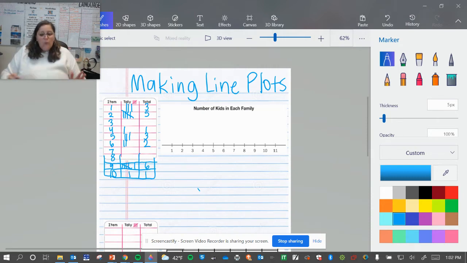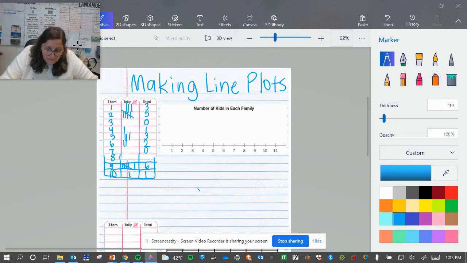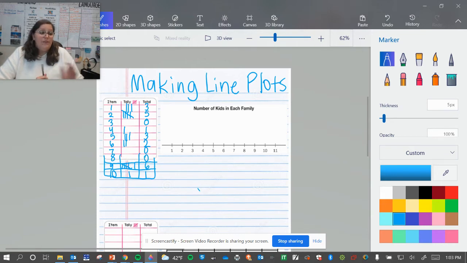One family had 10. So what I'm going to do is take the information from this tally chart and graph it on my line plot. So you'll notice that there are some that are blank. Okay, so the total for those is what? Zeros. Okay, you need to fill in your totals. There's no tallies to do, but you do need to fill in your zeros.